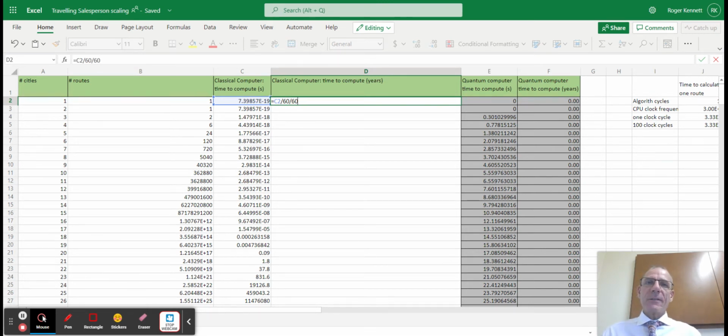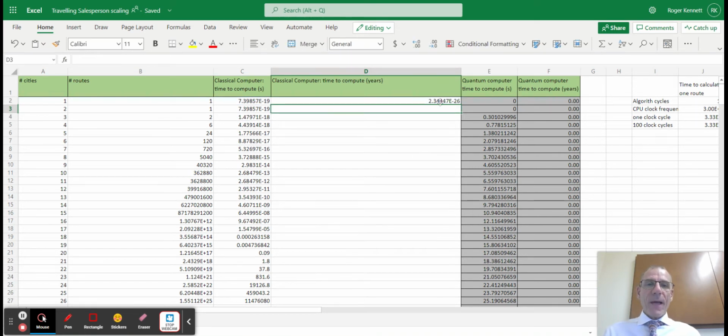So divided by 60 to give me minutes, divided by 60 again to give me hours, divided by 24, I'm now in days, and then I'm going to divide it by 365, but there's actually 365.25 days in a year if we want to be really, really accurate. So now my formula is C2 divided by 60, divided by 60, divided by 24, divided by 365. So I get into minutes, then hours, then days, and now I'm in years.